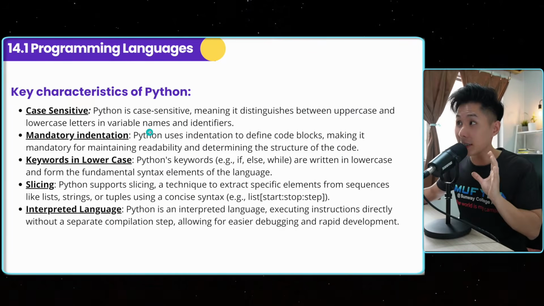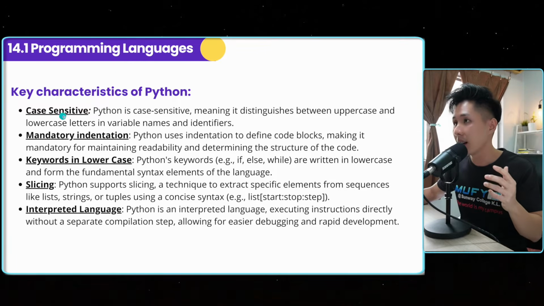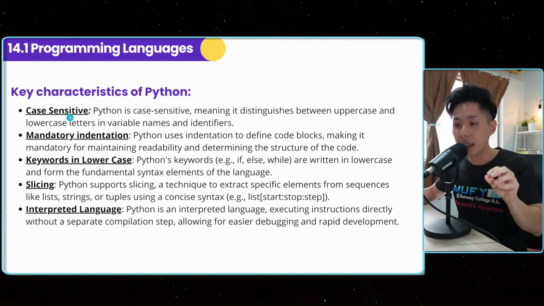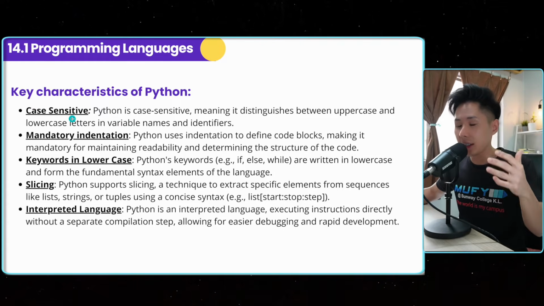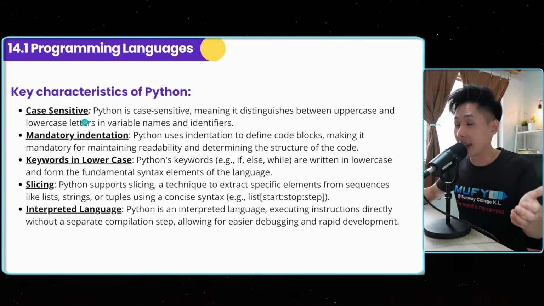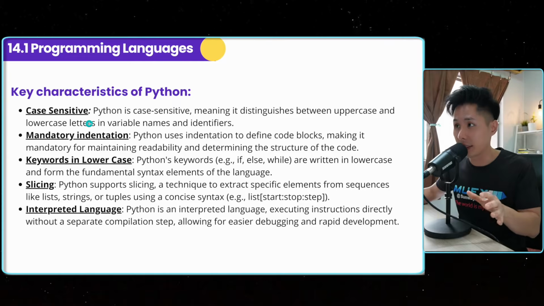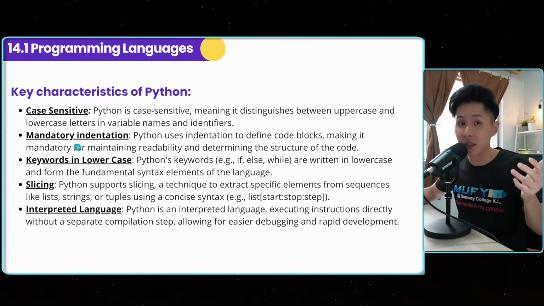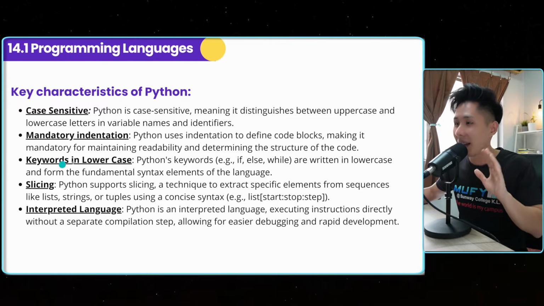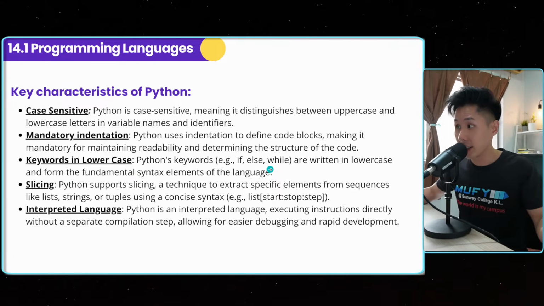So some of the key characteristics of Python, before we proceed into programming it, let's understand what it is. It is case sensitive, meaning it looks into whether your variable, let's say, is declared in lowercase or uppercase, because both will be treated differently. Mandatory indentation, which is enabled by using the tab button on your keyboard, something we'll see in a while. And they also emphasize keywords in lowercase. All the keywords that we will be using are all in lowercase.